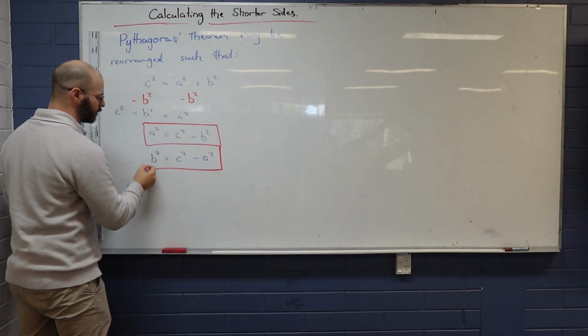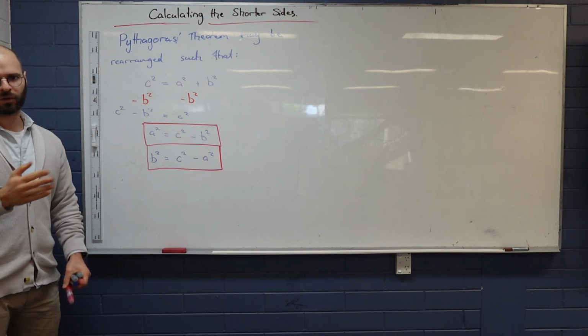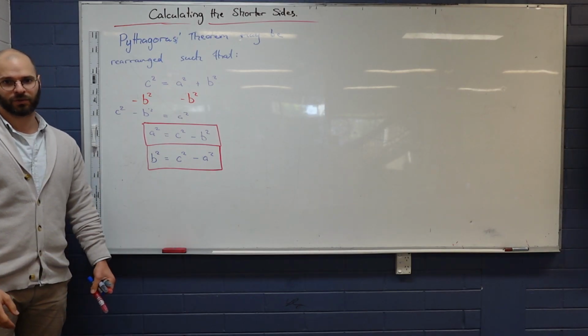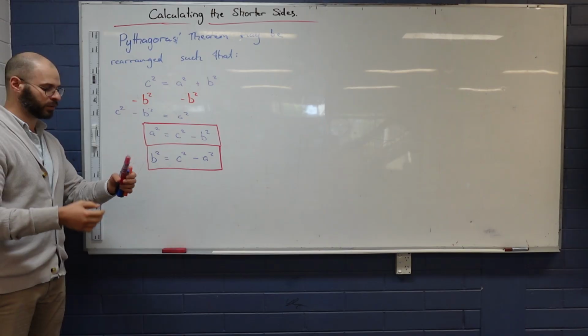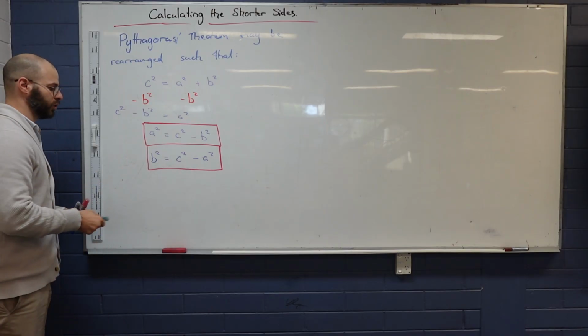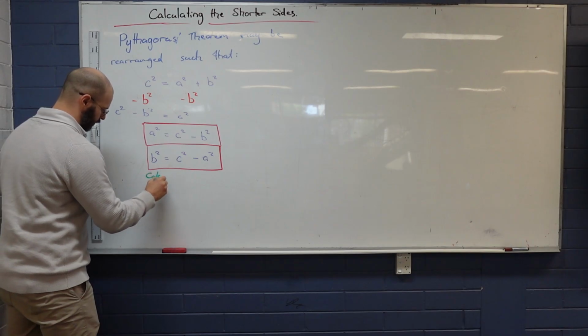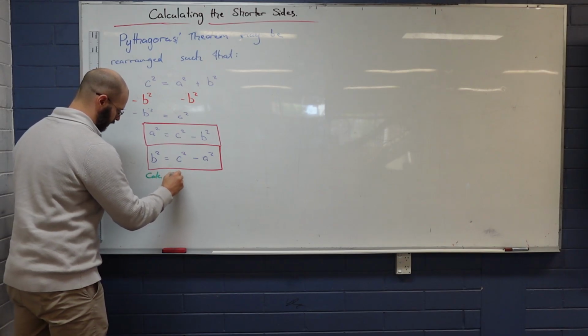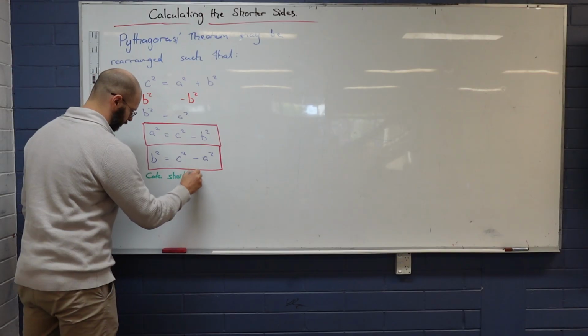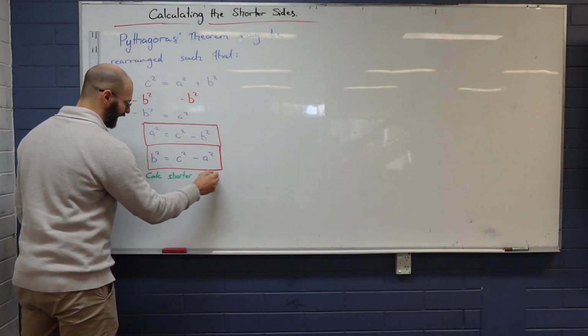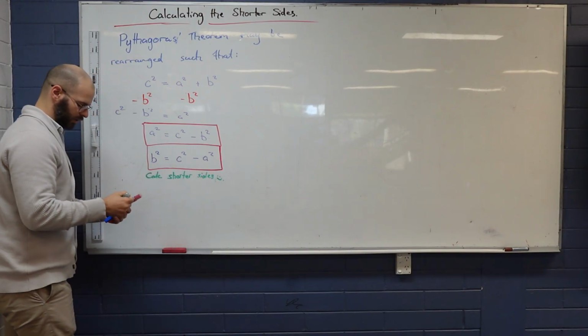We have two forms of the equation. They're equivalent to one another. You can interchange a and b. It doesn't matter which one's a, which one's b. But these are two forms of the formula that you may choose to use. What does that say? Calculate shorter sides.